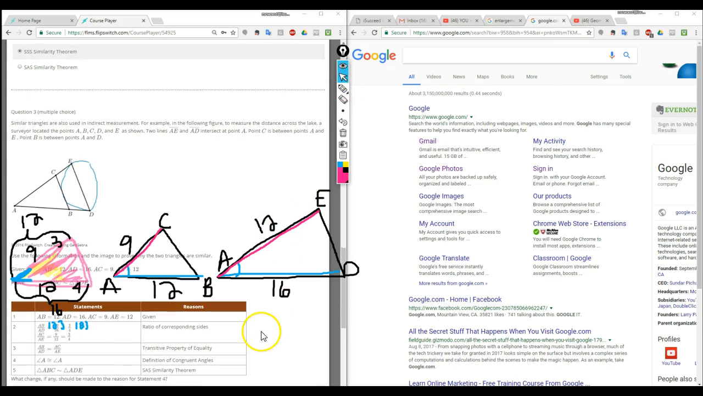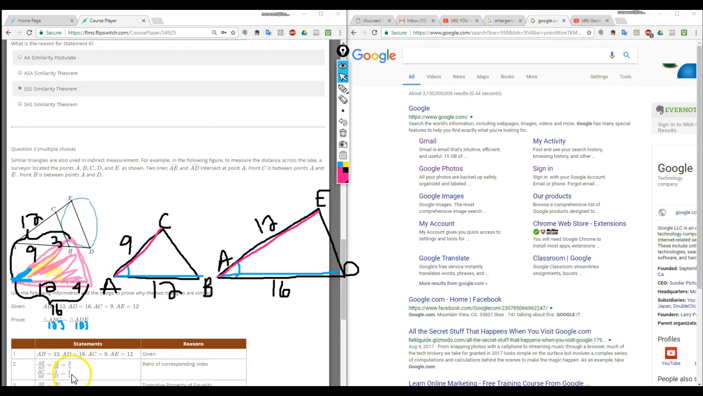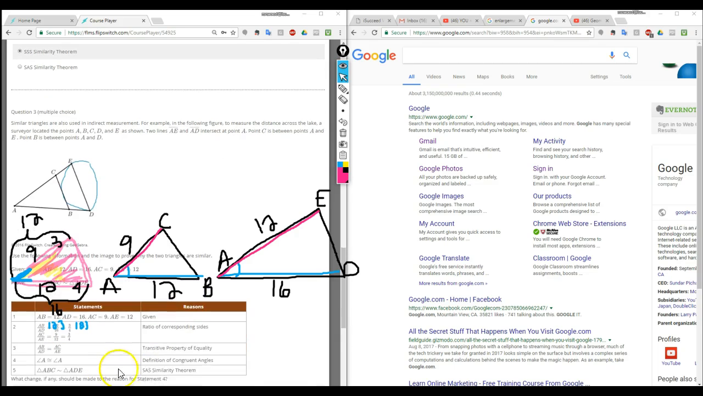The ratios are the same. And then, since they both equaled 3/4, they use the transitive property of equality. Angle A is congruent to angle A. Definition of congruent angles. I might have a problem with that one. Let's see if it gives it. And then triangle ABC is congruent to triangle ADE. Side angle side similarity theorem.